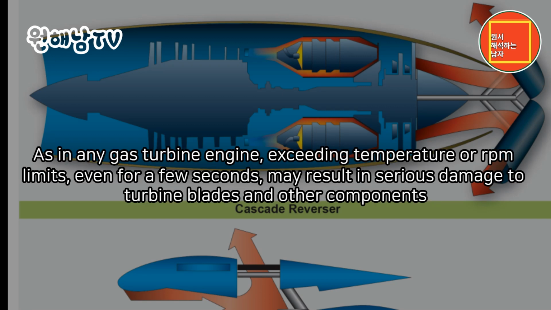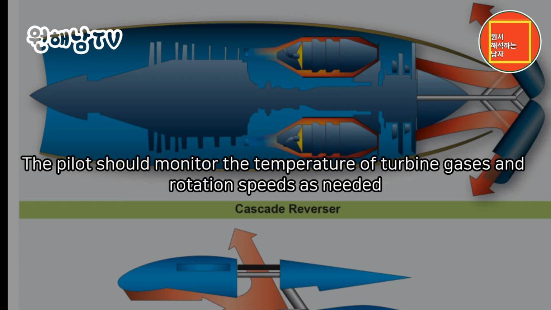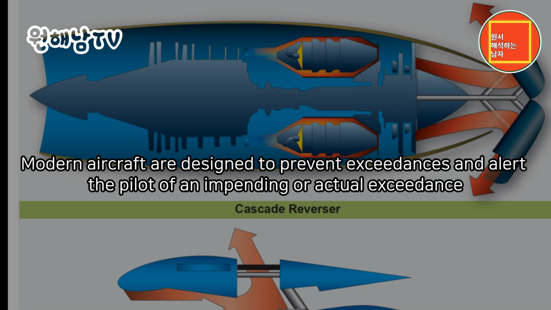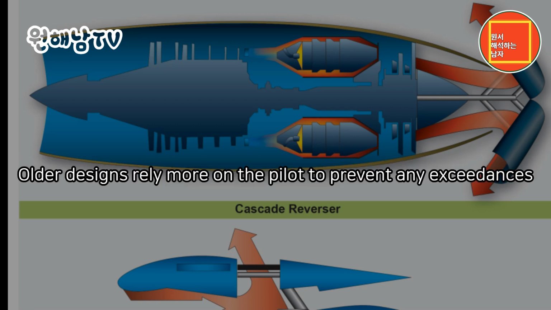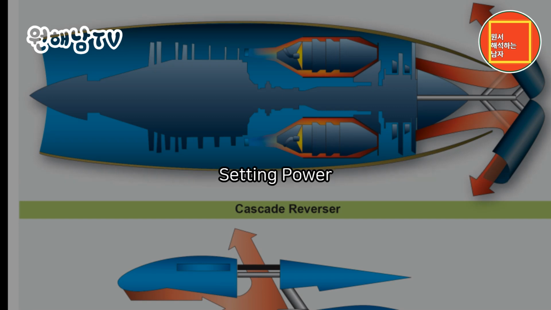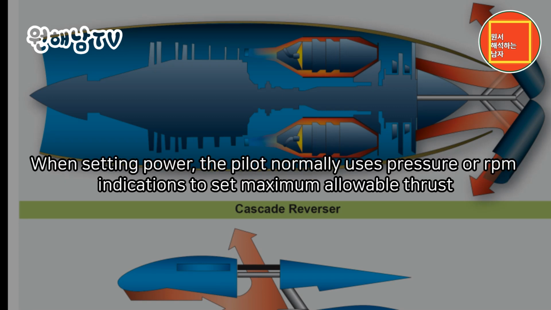As in any gas turbine engine, exceeding temperature or RPM limits, even for a few seconds, may result in serious damage to turbine blades and other components. The pilot should monitor the temperature of turbine gases and rotation speeds as needed. Modern aircraft are designed to prevent exceedances and alert the pilot of an impending or actual exceedance. Older designs rely more on the pilot to prevent any exceedances. Setting power. When setting power, the pilot normally uses pressure or RPM indications to set maximum allowable thrust.